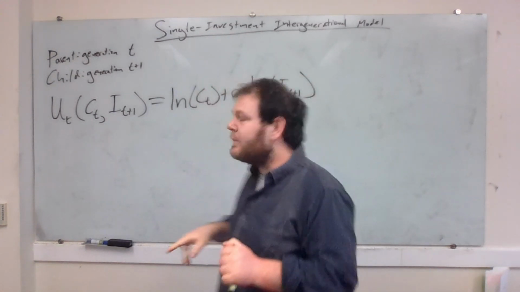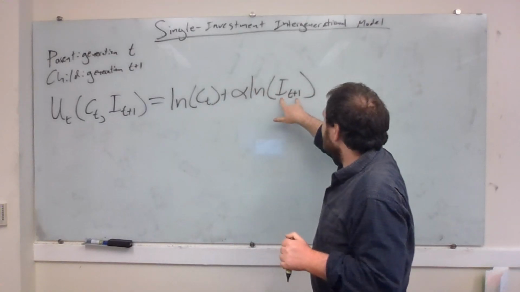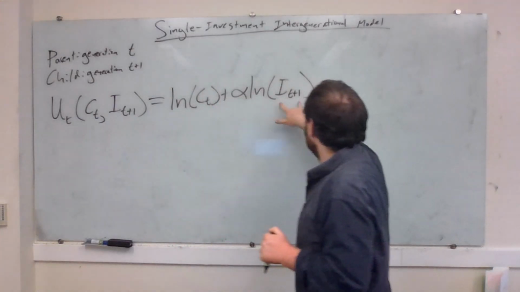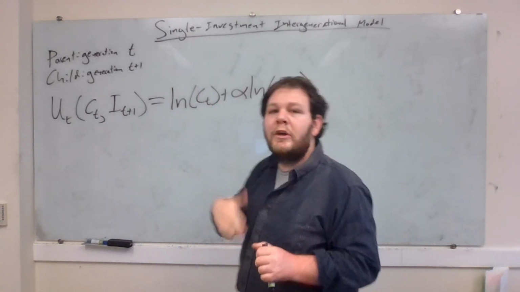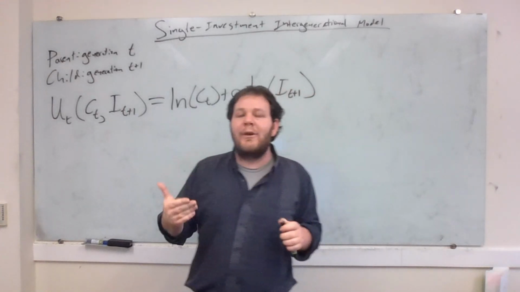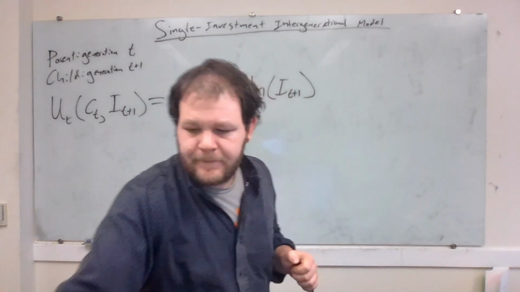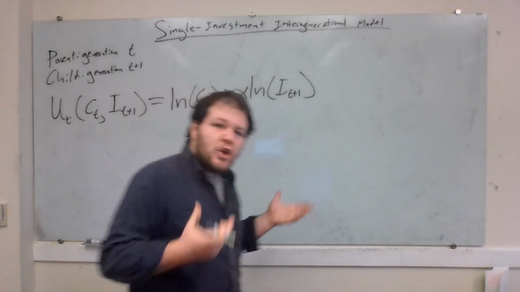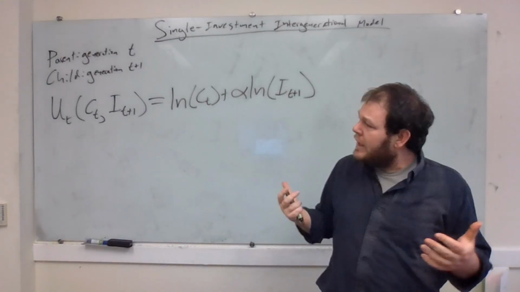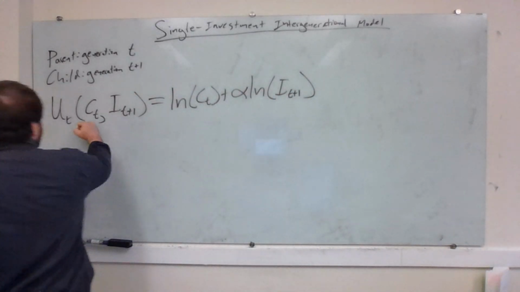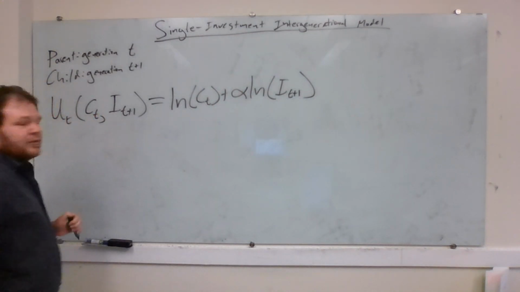Now, another thing to notice here is that the parent cares about the child's income, not the child's consumption. So we can think about their preferences over the child's income to include any preferences they have for their grandchildren and great-grandchildren and great-great-grandchildren to be wealthier. So if these are the parent's preferences, all we need to know to finish our model, to know what the parent's going to do, is their constraints, to know what their choices are going to be over C_T and I_{T+1}.